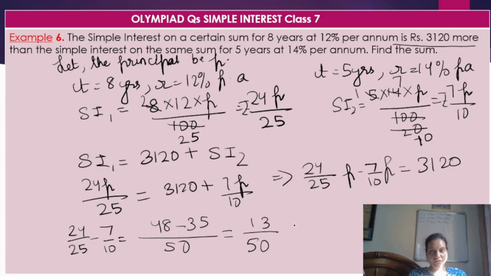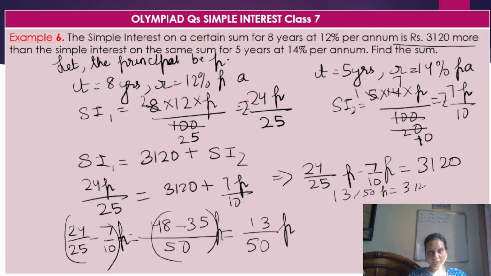13/50. So this 13/50 total, there is a p associated here. So this also has a p associated here. So it will become 13/50 p. Let me write it here. 13/50 p is equal to 3120.